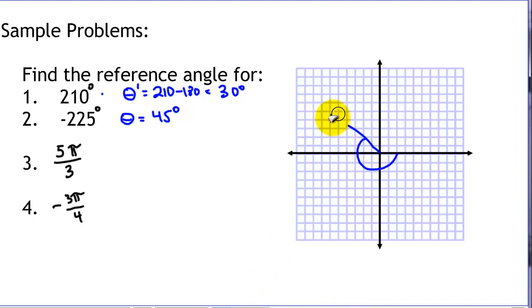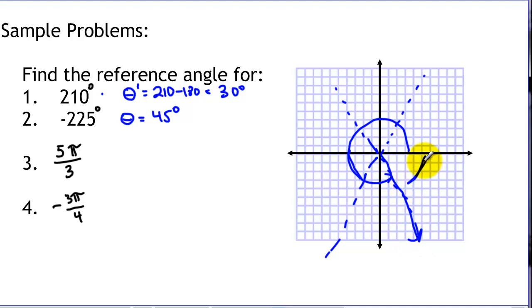Now let's look at some in radians. Remember, to graph the angle 5 pi over 3, we're going to divide each half of our circle into thirds. Now we can count: 1/3, 2/3, 3/3 here, 4/3, 5/3. So this angle here is 5 pi over 3. Our reference angle is here, which is one wedge, so it's going to be pi over 3.